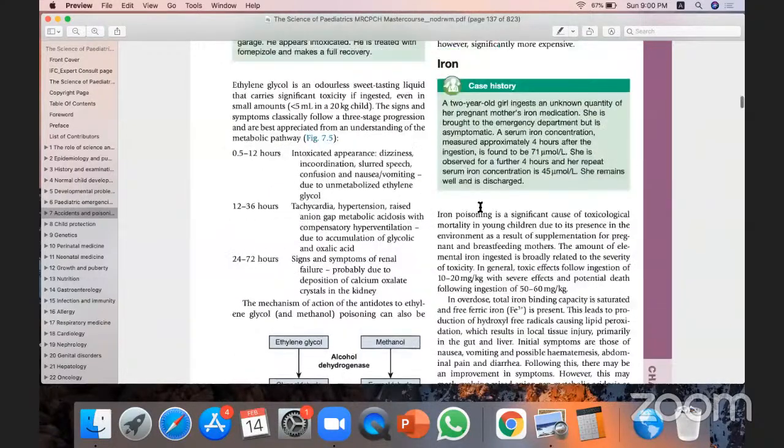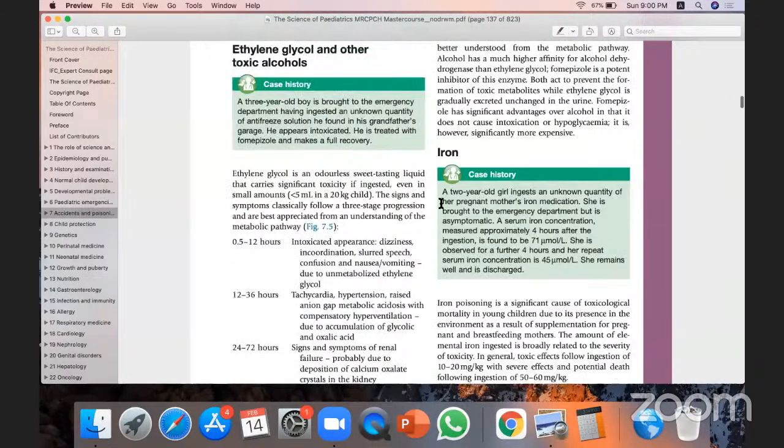Now next. This question came in exam. There was fomepizole in the option. Fomepizole is another option, an alcohol dehydrogenase inhibitor. Fomepizole and ethanol, both are options. Remember this fomepizole. This is a task question, fomepizole.